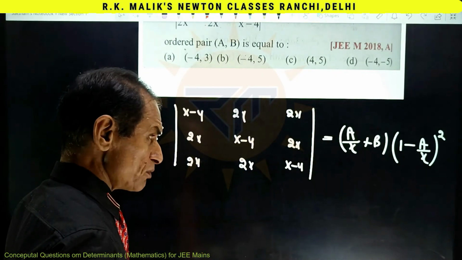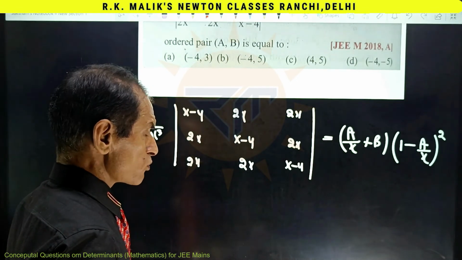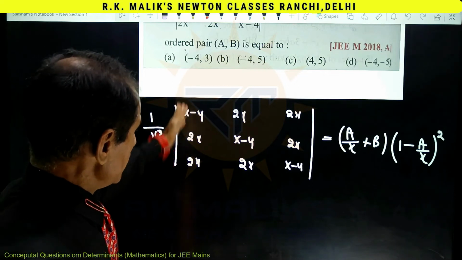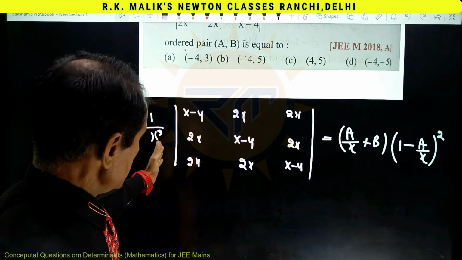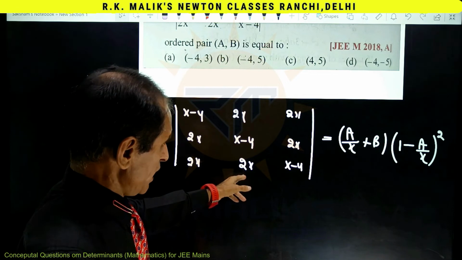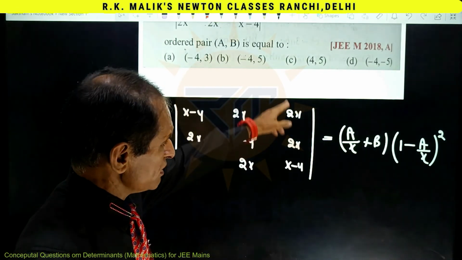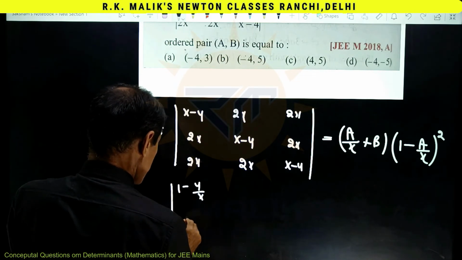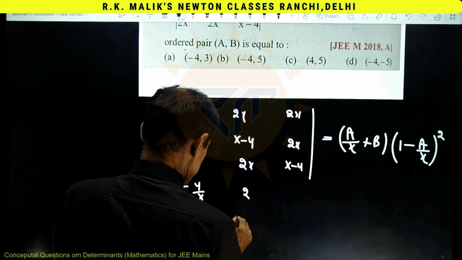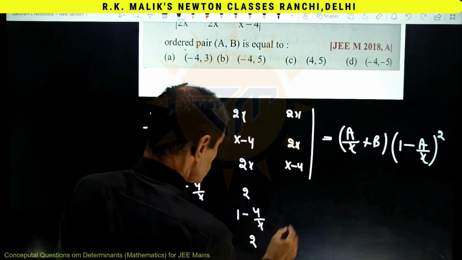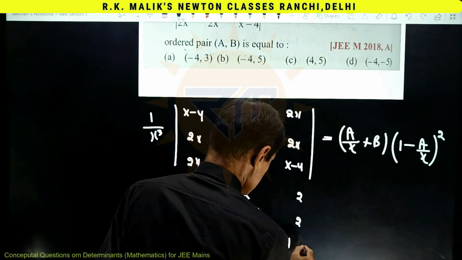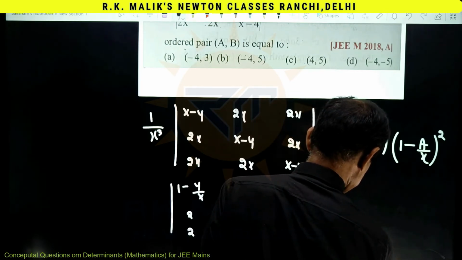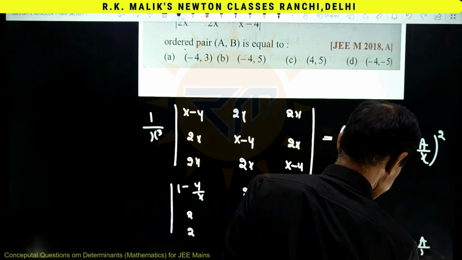Note the step I am taking here because these are very important steps. These are very useful for solving questions of determinants at many places. Now, one of the 1 by x I take inside and divide this column by x. Second 1 by x I take inside and divide this column by x. And the third 1 by x I take inside and divide this column by x. I will get the determinant 1 minus 4 by x, 2, 2; 2, 1 minus 4 by x, 2; 2, 2, 1 minus 4 by x, equal to a by x plus b into 1 minus a by x whole square.